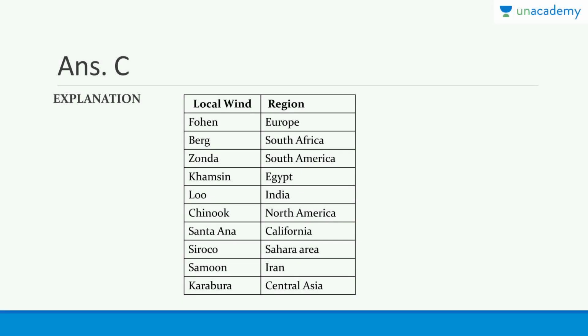So here you can see more about them. Foehn, Europe; Berg, South Africa; Zonda, South America; Khamsin, Egypt; Loo is in India, especially northern India; Chinook is in North America; Santa Ana, California; Sirocco in Saharan Africa; Samoon in Iran; and Karaburan in Central Asia.